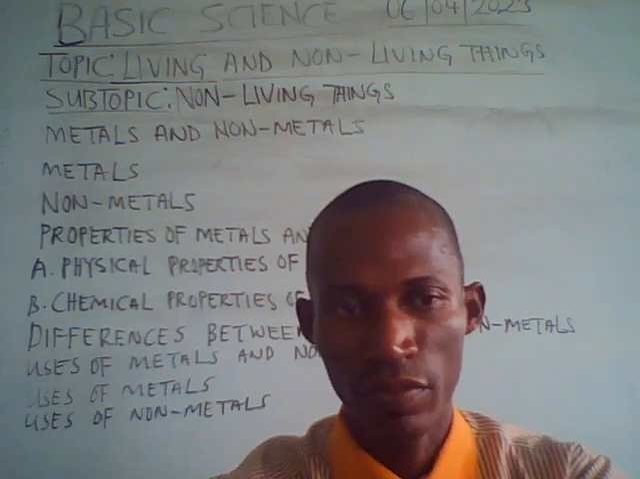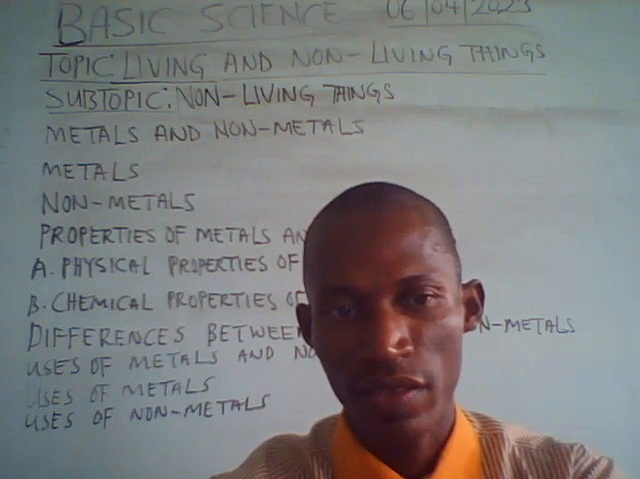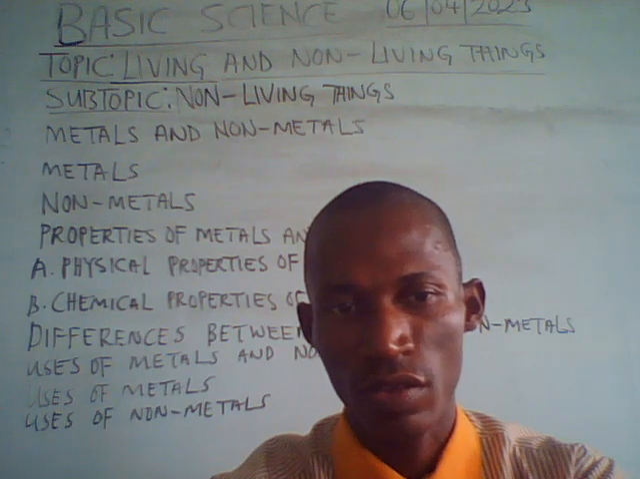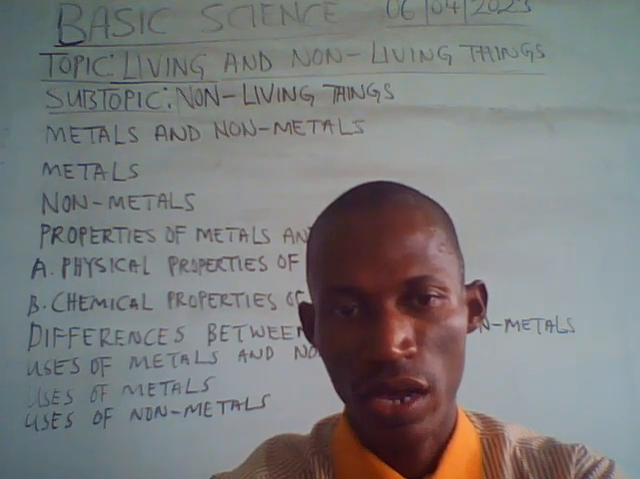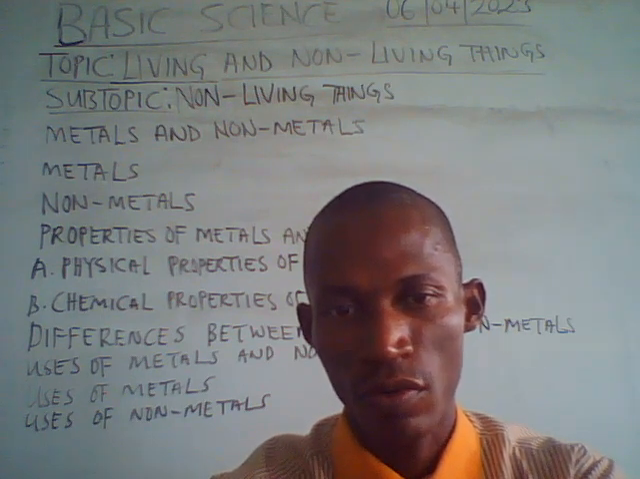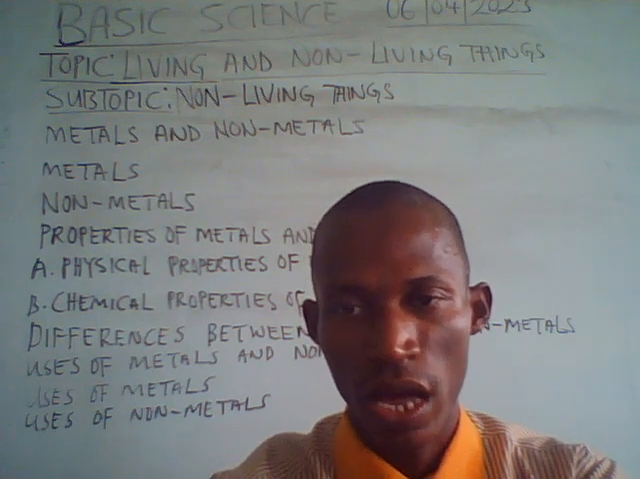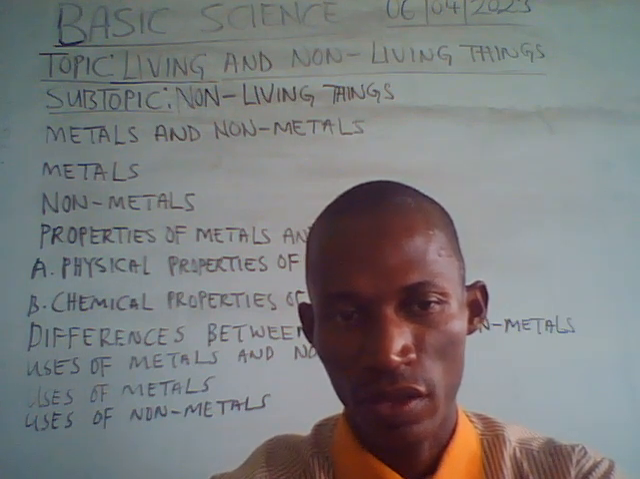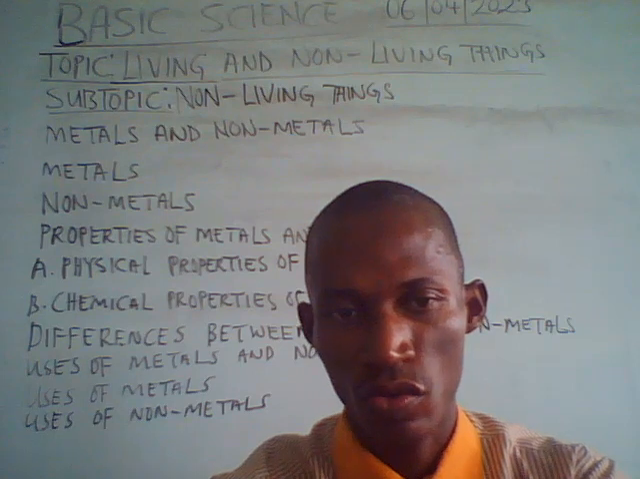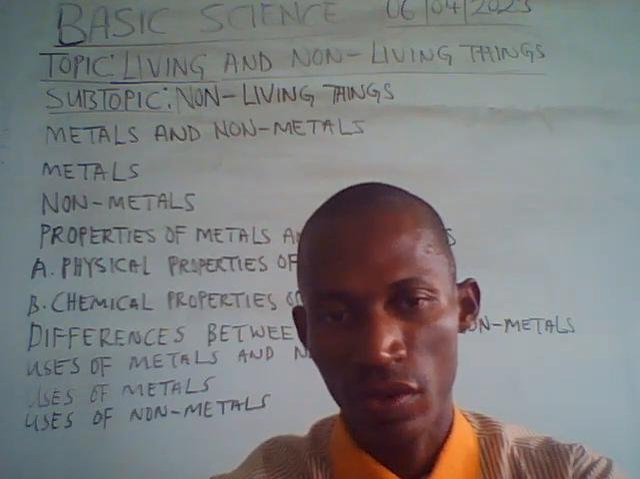Now, let's look at the non-metals. Non-metals can be solid, liquid, or gas. Oxygen, carbon, nitrogen, chlorine, bromine, iodine, and sulfur are some common non-metals. Pencil lead, charcoal, and diamond are examples of things made of non-metals.